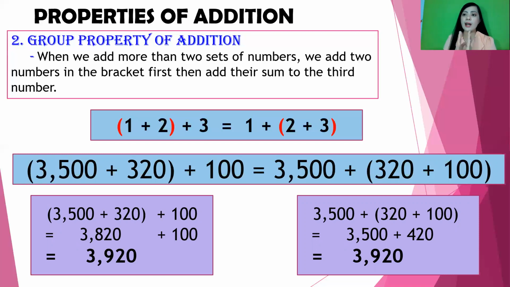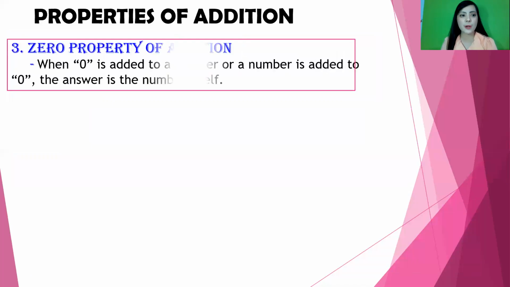Or you can add the second and the third numbers, and after you find the sum, you add the first number. All right, so you will get the same answer. Last property of addition is the zero property of addition. This is the easiest property of addition. Why? When 0 is added to a number, or when a number is added to 0, the answer is the number itself. Any number added by 0 is the number itself.